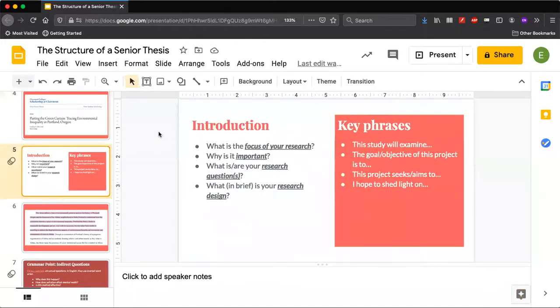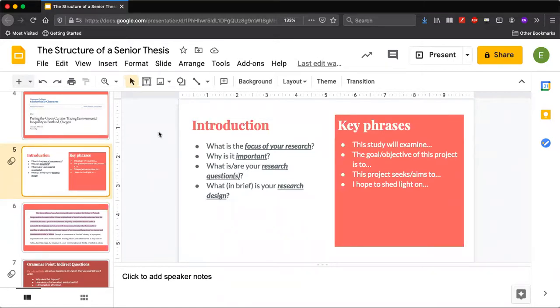So as I mentioned before, and as is probably pretty intuitive, the first part is the introduction. Some of the questions that you can ask to help structure your introduction or get yourself thinking for the writing process are things like, what is the focus of your research? Why is it important? Establish the stakes, the reason why it's important that this question be researched. What is or are your research questions, as we discussed earlier? And what, very briefly, is your research design? Obviously, you'll discuss that further on later.